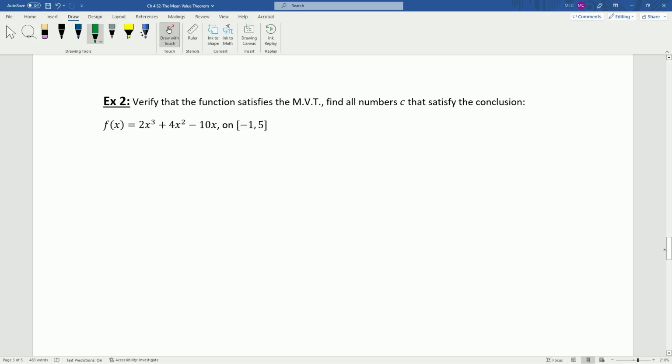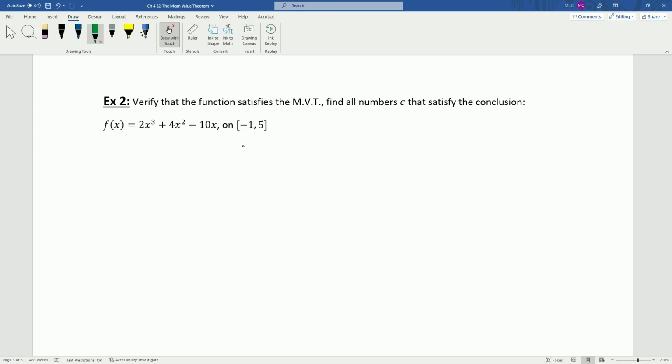Okay, so now we're going to take a look at an example where we are going to verify that the function satisfies the mean value theorem, and then we're going to find all numbers c that satisfy the conclusion. So we're looking at f of x equal to 2x cubed plus 4x squared minus 10x on the interval from -1 to 5.